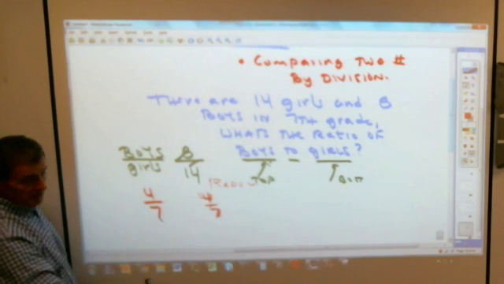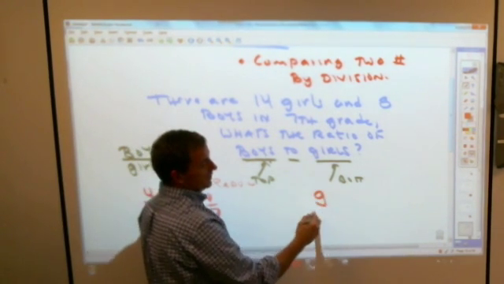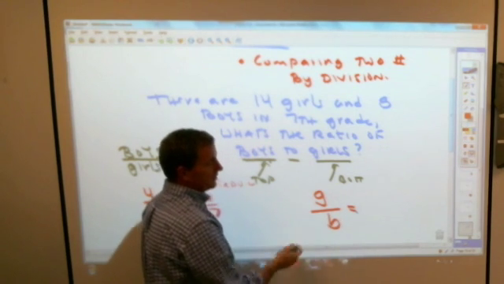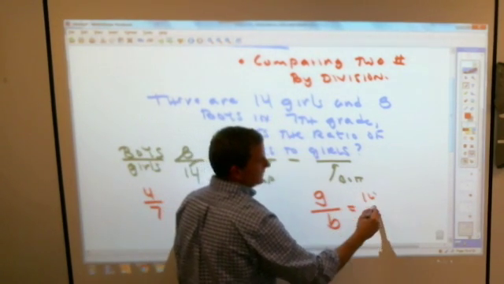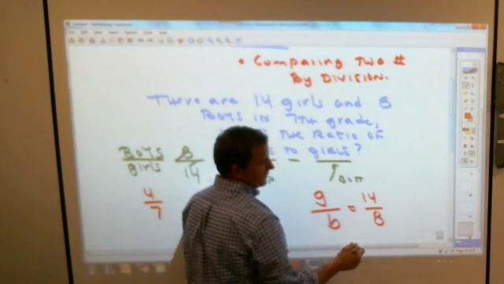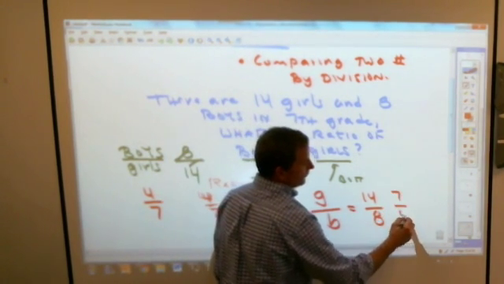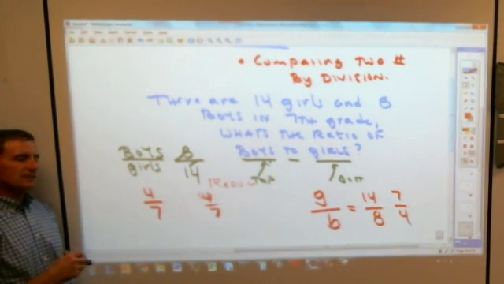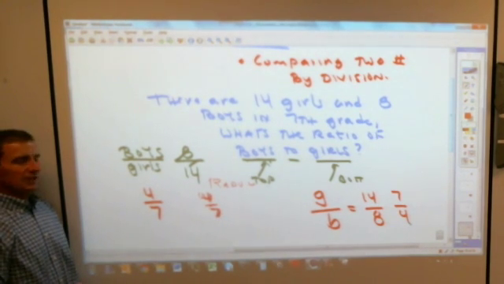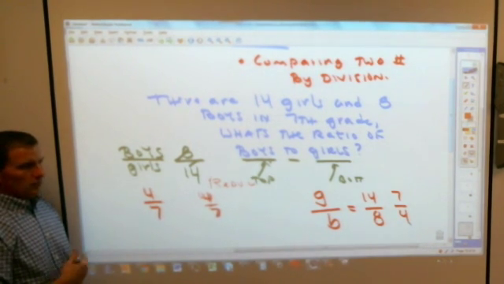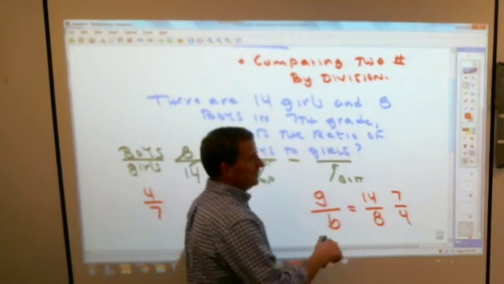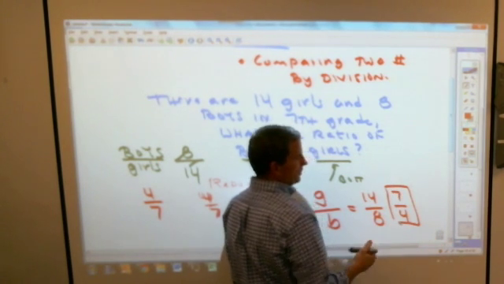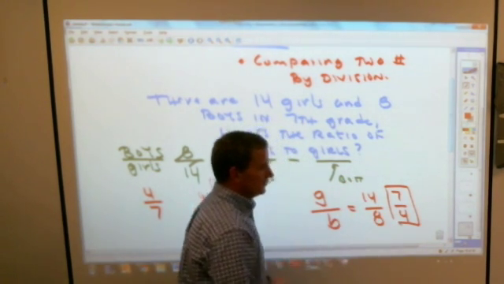The flip-flop of that would be, what if I asked you the ratio of girls to boys? Well, this time I put the girls on top, which there are 14, the boys on the bottom, which there are 8. Still reduce, you get 7/4. Please understand, ratios are the one single time when you need to leave them as improper. You would not change that to 1 3/4 because it doesn't really make sense. There are 1 3/4 girls to every boy. I guess it kind of would, but it doesn't. You have to leave it. You leave it as reduced improper. The ratio of girls to boys is 7/4.